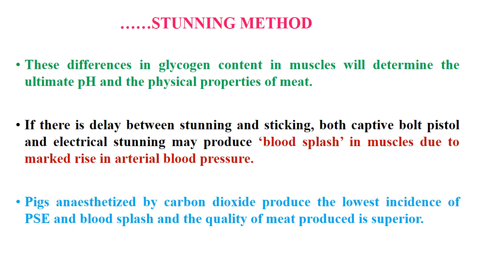Similarly, in the case of pigs, animals anesthetized by carbon dioxide show the lowest incidence of PSE and blood splash, and the quality of meat produced is superior. So in the case of pigs, carbon dioxide stunning is better.